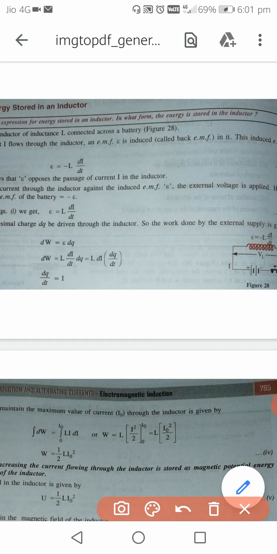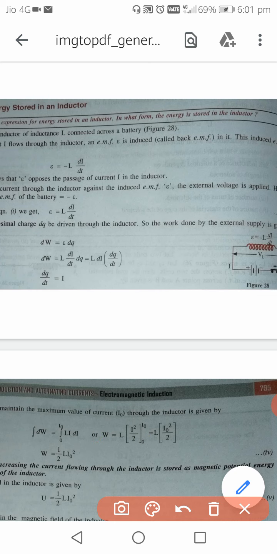And the limit is from the initial point, 0, till a certain value. Suppose the maximum current that we want to develop in the coil is I naught. So your limit will be from 0 to I naught. Then you substitute upper limit minus lower limit. I is replaced by I naught, so it becomes I naught square by 2, minus the lower limit. The lower limit is 0, so 0 square by 2 is 0 only, and you don't have to write that. So finally what we got is half L I naught square. This is the expression for work done.